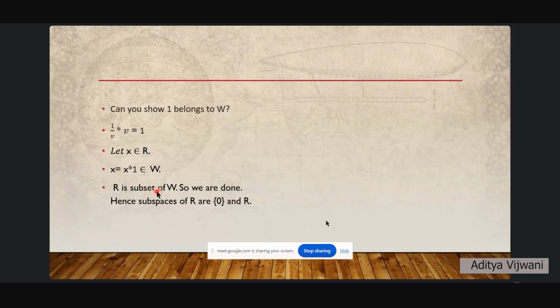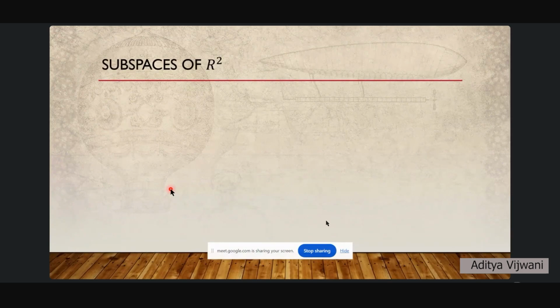What have I actually proved? I just showed that an element of R is also an element of W. And remember, I already took W to be a subspace of R. So basically, we have proved that both are subsets of each other: R is a subset of W and W is a subset of R. So W will be the whole of R. Hence, I say that the subspaces of R are the zero vector and R. So this was an easier one to start with.